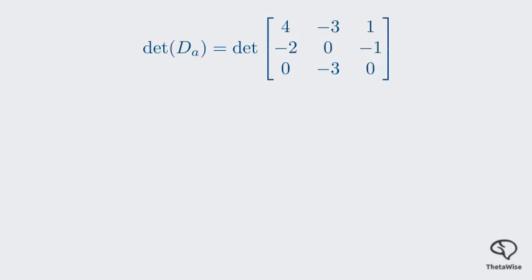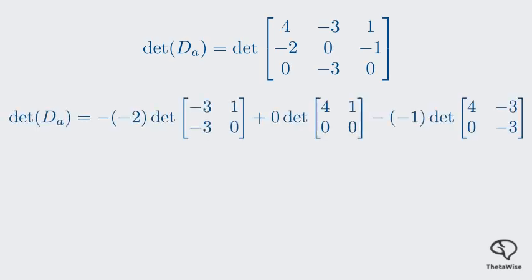Again, we will use cofactor expansion along the second row to take advantage of the 0. Just like before, the sign pattern for the second row is minus, plus, minus. Expanding along row 2, we get minus negative 2 times the determinant of the submatrix, minus 3, 1, minus 3, 0, plus 0 times the determinant of 4, 1, 0, 0, minus negative 1 times the determinant of 4, minus 3, 0, minus 3.